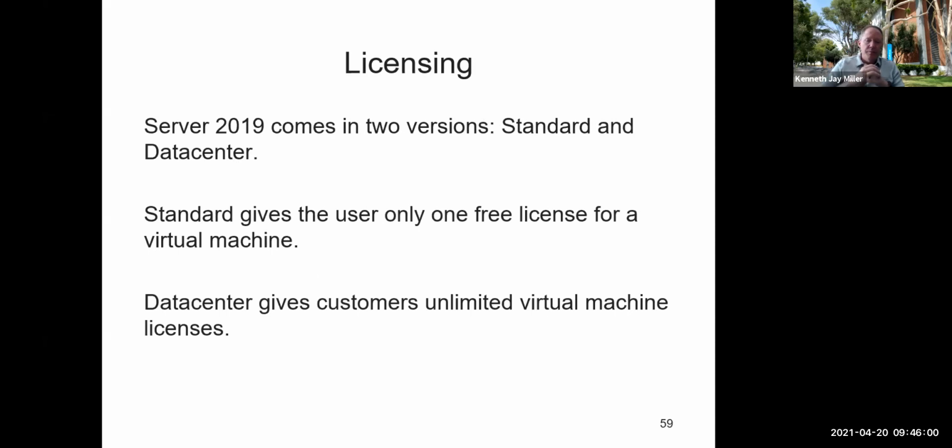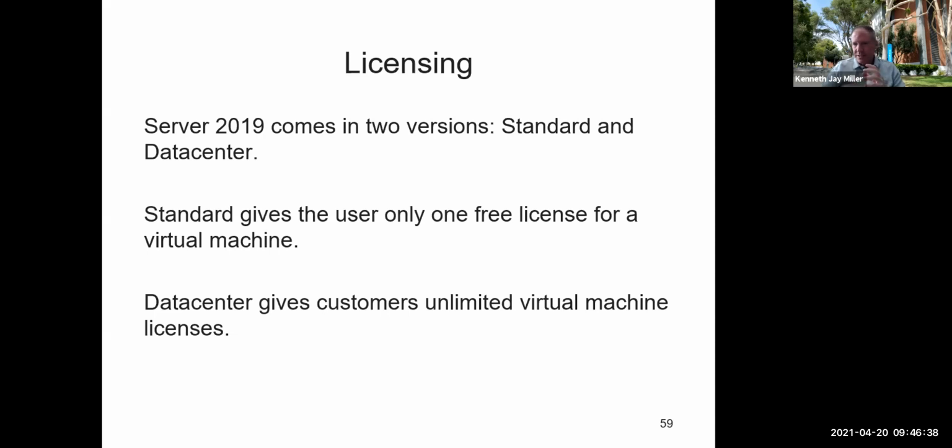All right, now there's two versions of Server 2019, Standard and Data Center. Standard only gives the license holder one free license for a virtual machine. So if you have Windows Server Standard, you can run that same version, that same license with the same code or product key in one virtual machine. If you have Data Center, you can have unlimited virtuals of Data Center.